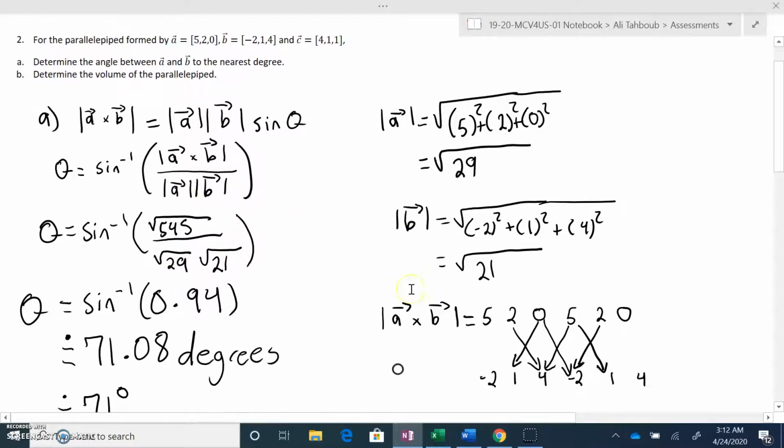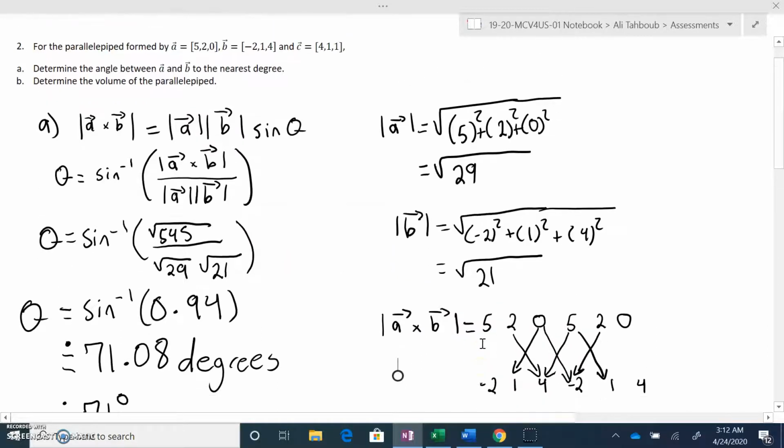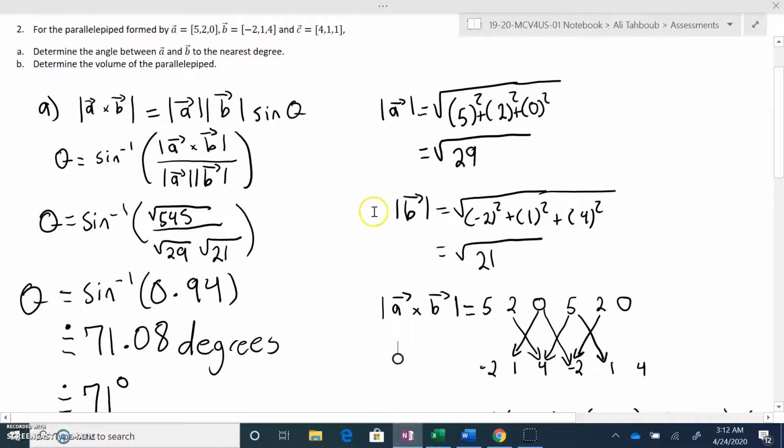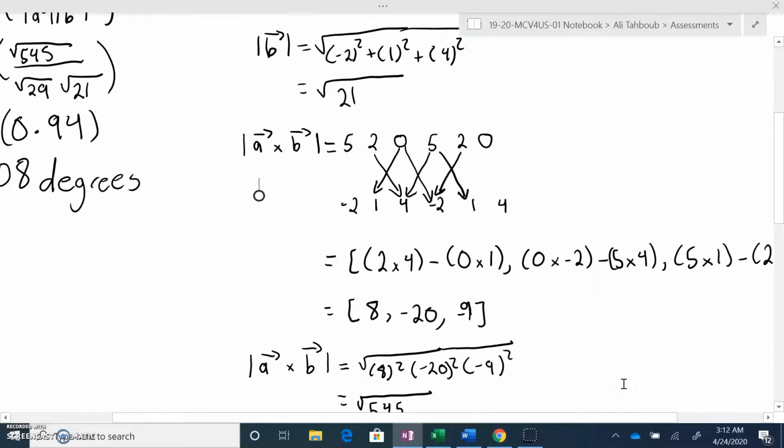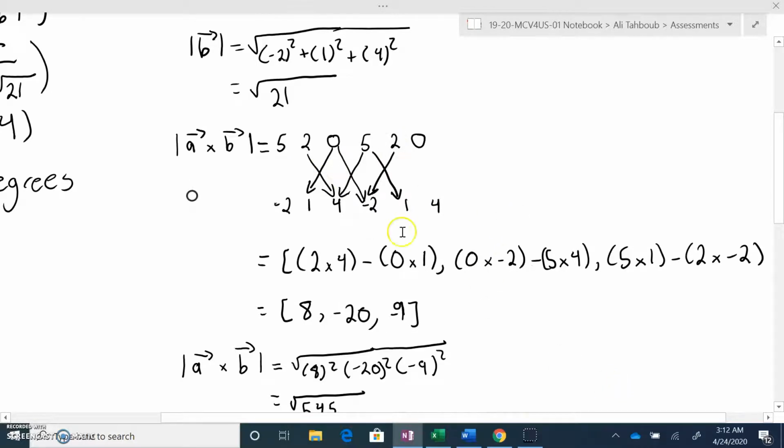Now to find the magnitude of the cross product of A and B, we basically use this little cheat code where we take the coordinates of the vector A and we write it twice, so 520 and 520, and then we take the coordinates of vector B and then we write it twice as well, as we can see here, negative 214 and then negative 214 again. From there on then, we use this formula, which is essentially just multiplication and subtraction to find the cross product of A and B.